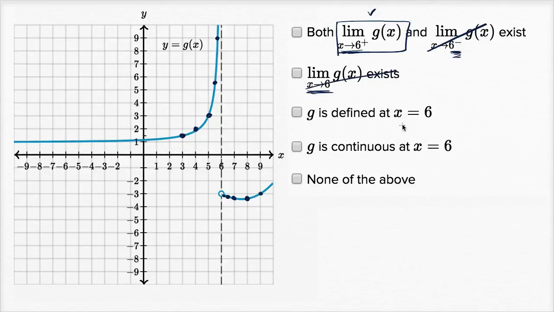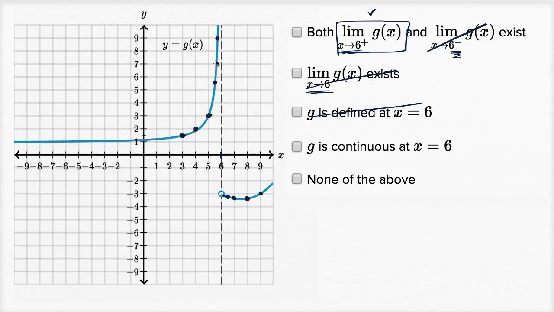G is defined at x equals 6. So at x equals 6, it doesn't look like g is defined. Looking at this graph, I can't tell you what g of 6 should be. We have an open circle over here, so g of 6 is not equal to -3, and this goes up to infinity, and we have a vertical asymptote actually drawn right over here at x equals 6. So g is not defined at x equals 6, so I'll rule that one out. G is continuous at x equals 6.